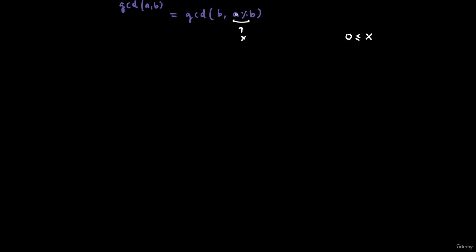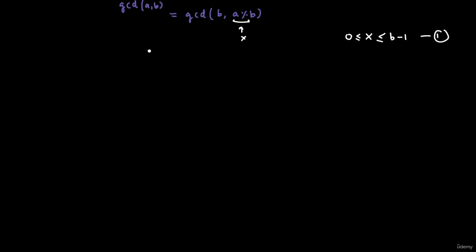When you do a mod of some number with b, that value would lie in the range 0 to b minus 1. So if you do some number mod 5, that value would lie in the range 0 to 4. You cannot have 5 as the answer. So this is one thing that we have seen.